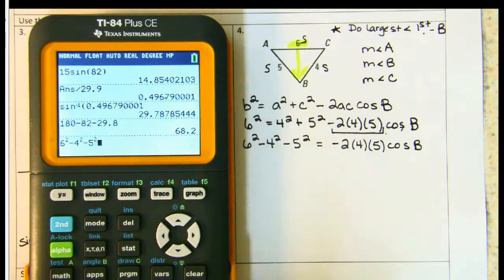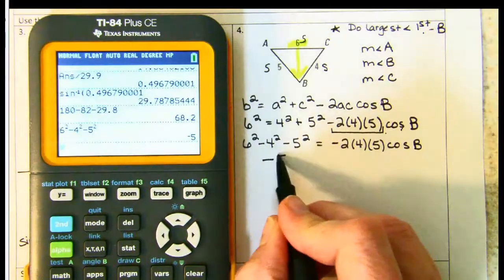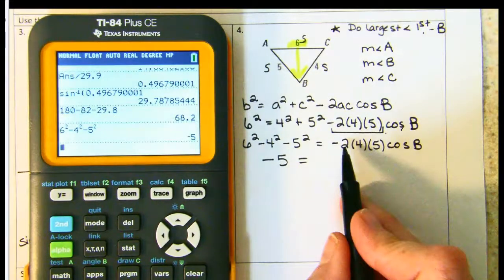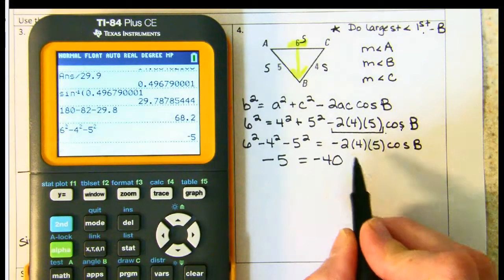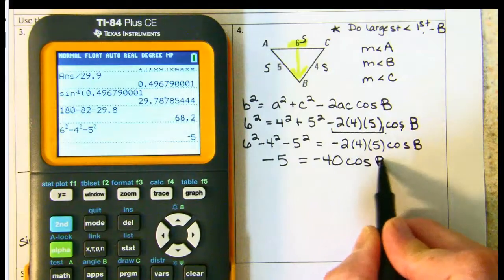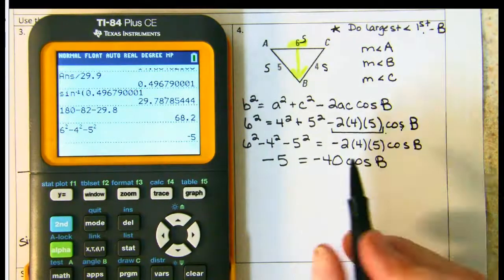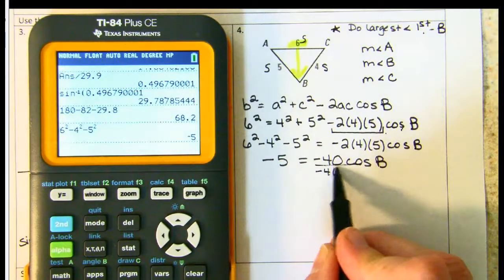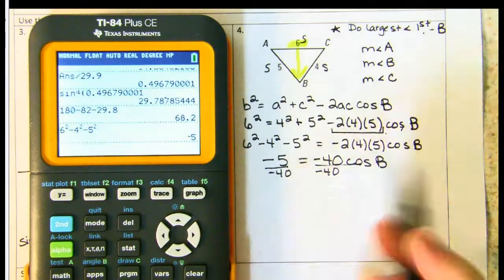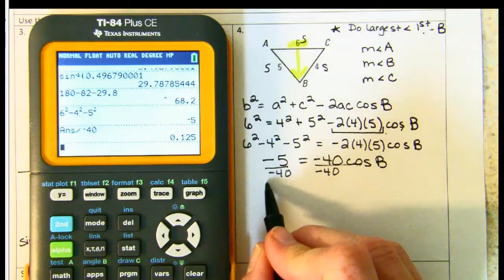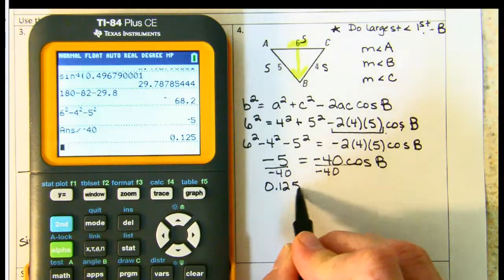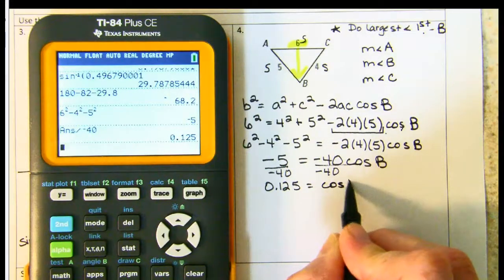You don't have to write down so many pieces. This is -5 equals. This right here is 8 times 5, so it's going to be -40 cosine B. Now, to get cosine B by itself, we divide by -40. And you can see when we divide by -40, it's going to give us a positive 0.125 equals cosine B.